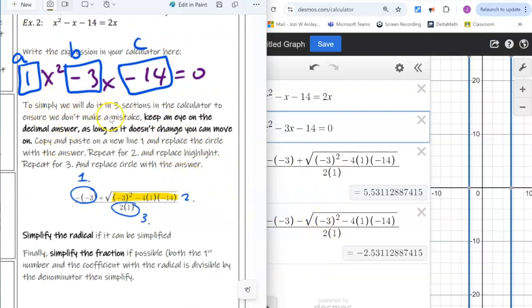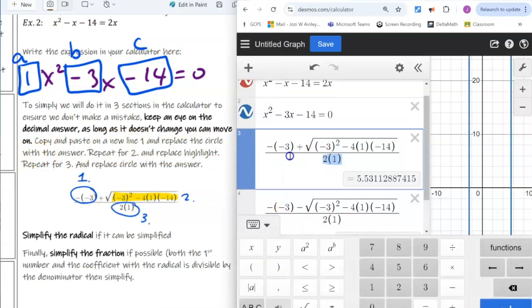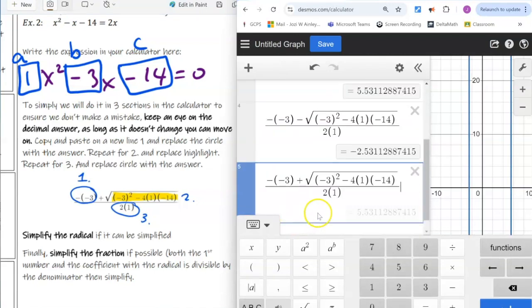To simplify, we do it in 3 sections in the calculator to ensure we don't make a mistake. Keep an eye on the decimal answer. So this is the decimal answers right here to make sure it doesn't change. So if it does change, you know you made a mistake, you need to fix it right there. Okay, so as long as it doesn't change, you can move on. Copy and paste on a new line and replace the circle with the answer. Okay, so we'll start with this answer right here. So this is the one that we're looking for, and that's the decimal that we're looking at. So we're looking for it to stay 5.53. Whatever we do here to simplify, it stays like this.